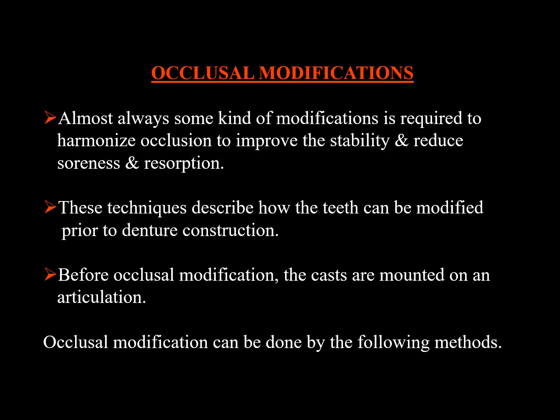So what are the methods for correcting occlusal disturbances? This is the first step we have to do before starting the fabrication of the complete denture. Some kind of occlusal modification is almost always required to improve the occlusion and stability of the denture. So these techniques describe how the teeth can be modified prior to the denture fabrication. See, occlusal modification can be done by one of the following methods.